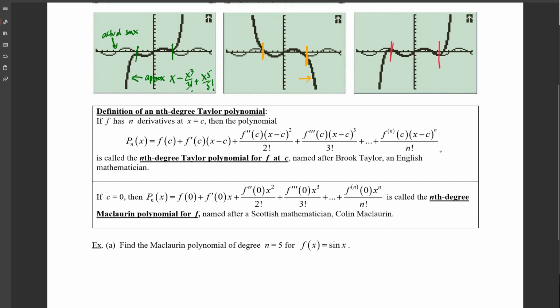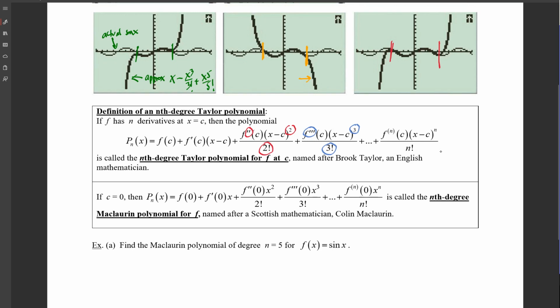What you might want to notice is that there's a pattern. This is the second derivative, this is raised to the square, and this is 2 factorial. This is the third derivative of f, this is raised to the 3 power, and this is 3 factorial.